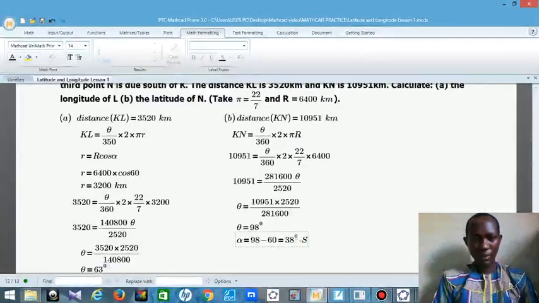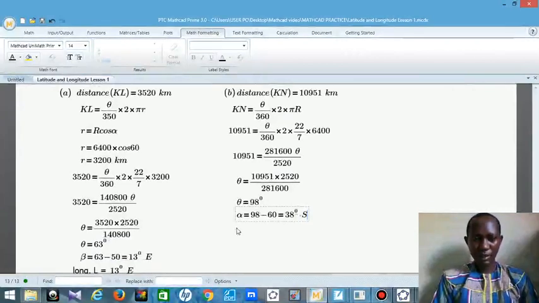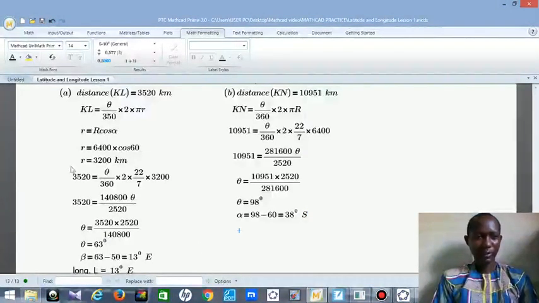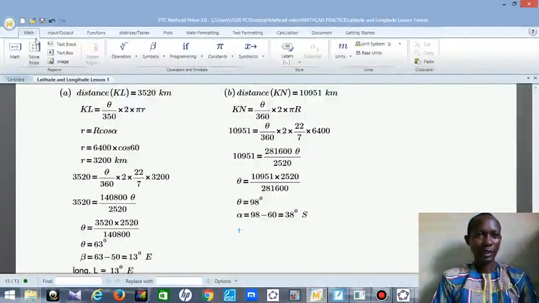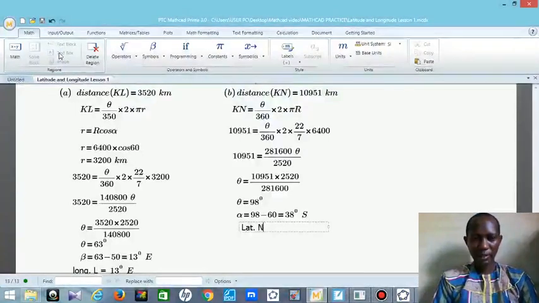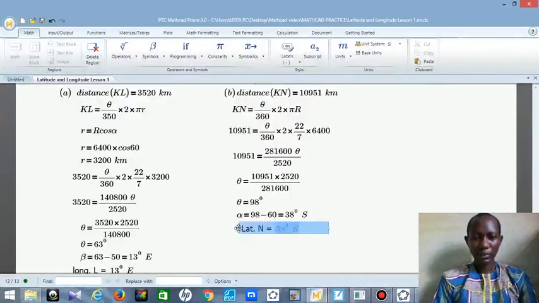Let me move down a little. So the final answer, you can put it in words so that you can see it clearly: latitude N will be equal to 38 degrees south. So that is it.